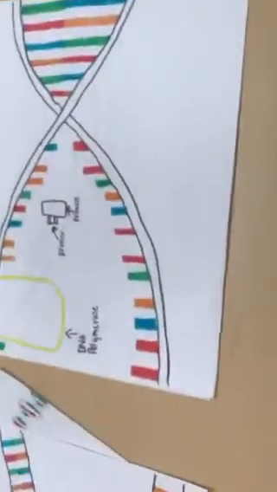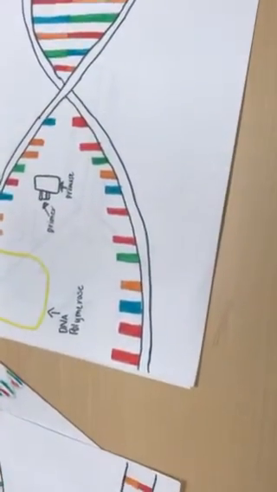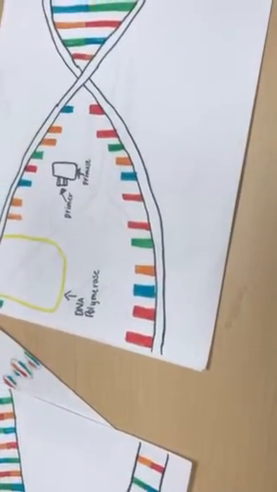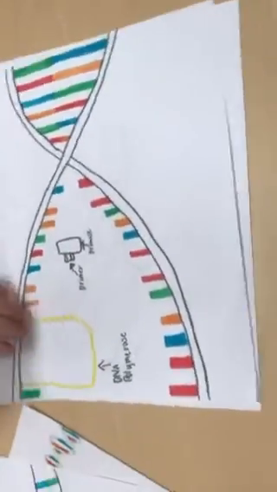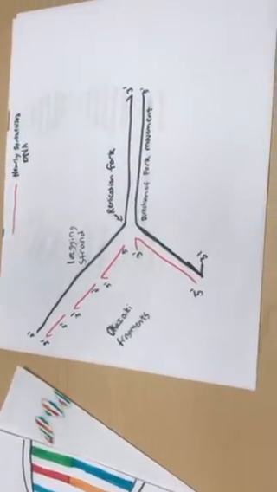Okay, we'll keep going. At the base of the replication fork, the enzyme responsible for building that RNA primer is RNA primase. Following the DNA polymerase, the replication fork is formed with a leading and lagging strand.